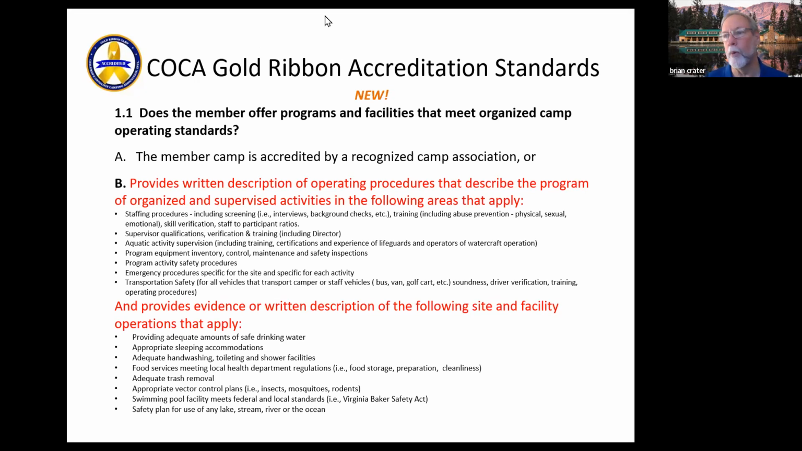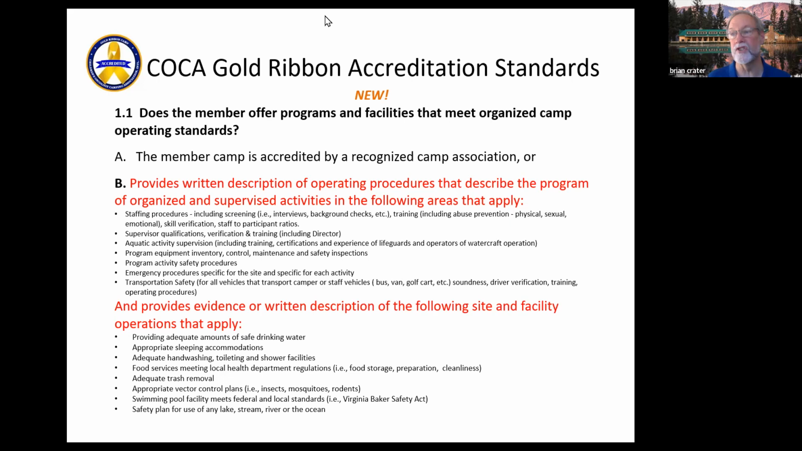But Appendix 1.1, for instance, talks about staffing procedures. So if you're not accredited with regards to your staffing procedures, these need to be known. It's for volunteer and paid staff: their screening, training, including child abuse prevention, skill verifications, all those kinds of things. It says documentation or descriptions could include these. So it really gives them kind of a menu of how to comply.